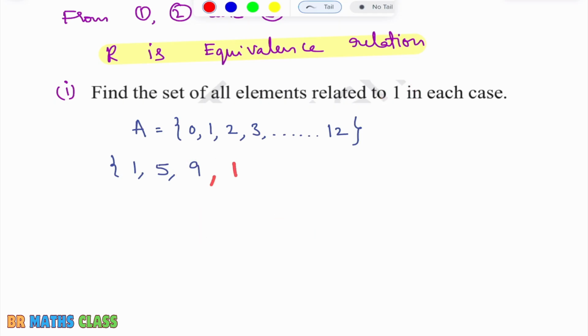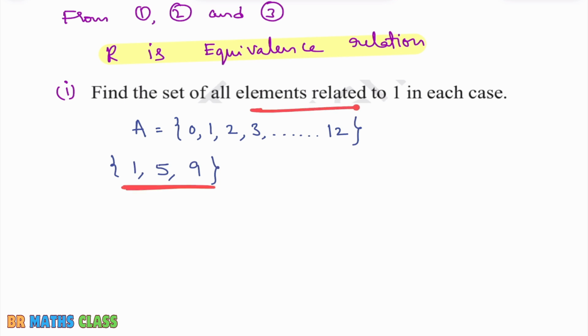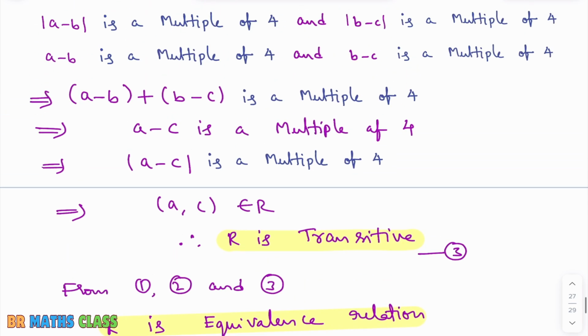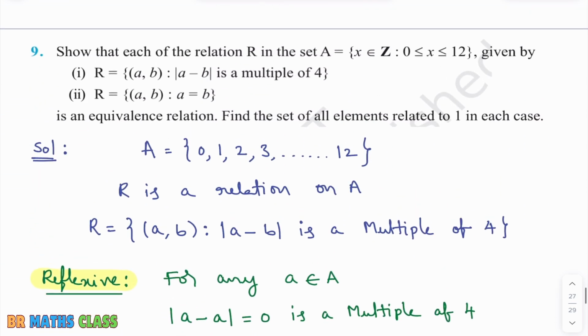Similarly, you check for 10. Is 1 minus 10 a multiple of 4? No. Is 1 minus 11 a multiple of 4? No. Is 1 minus 12 a multiple of 4? No. So they are asking us to find the set of elements which are related to 1. It is the set related to 1. I hope you understand the solution for this problem.